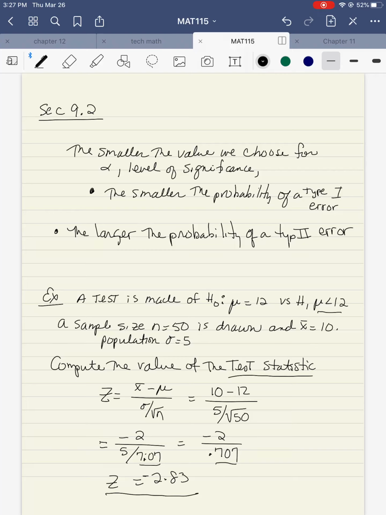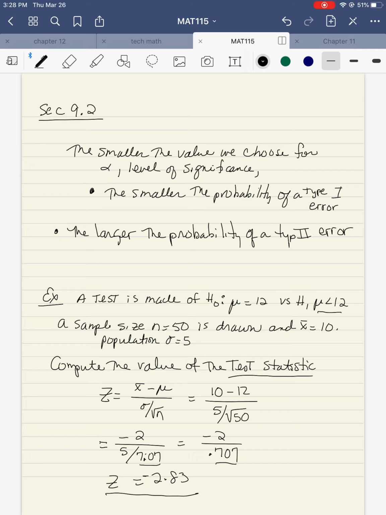Section 9.2. The smaller the value we choose for alpha, which is the level of significance, the smaller the probability of a type 1 error, and the larger the probability of a type 2 error. Example: a test is made of the null hypothesis where mu is equal to 12 versus the alternative hypothesis where mu is less than 12.